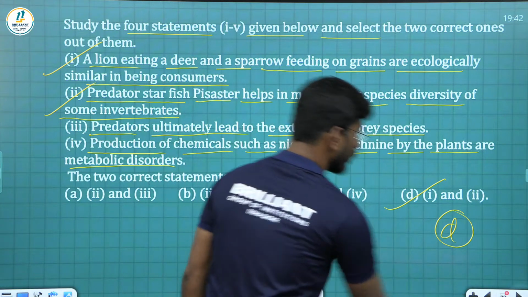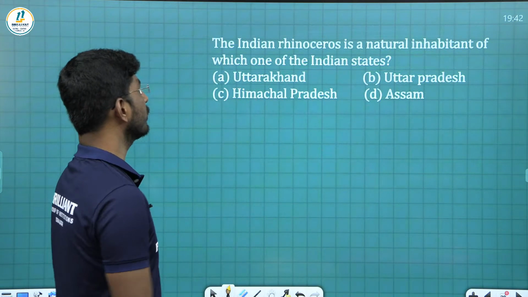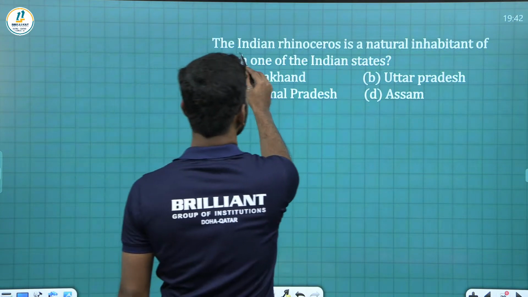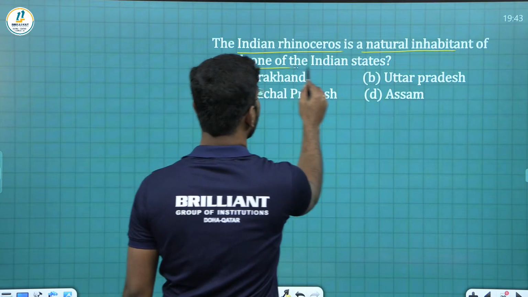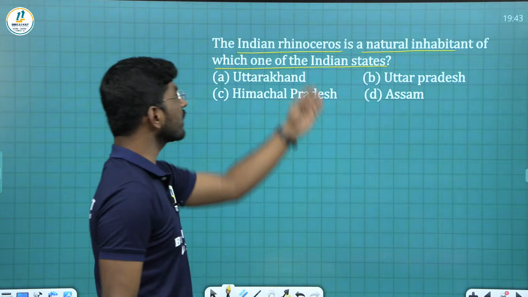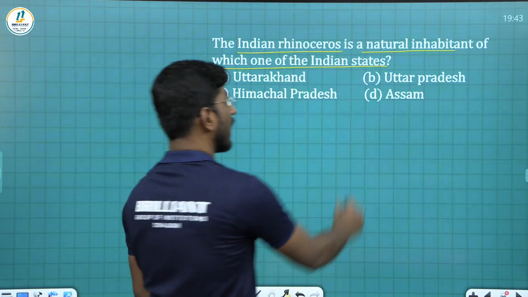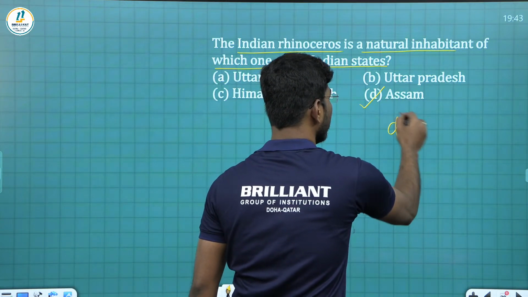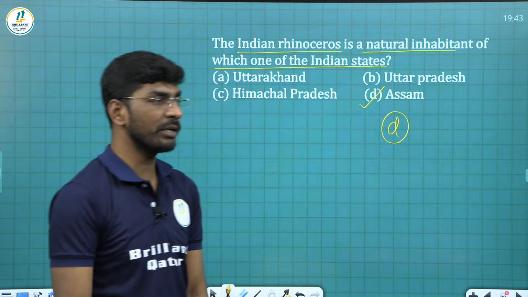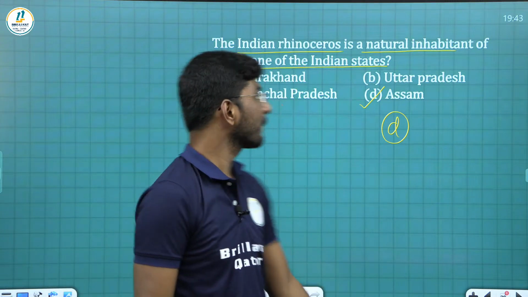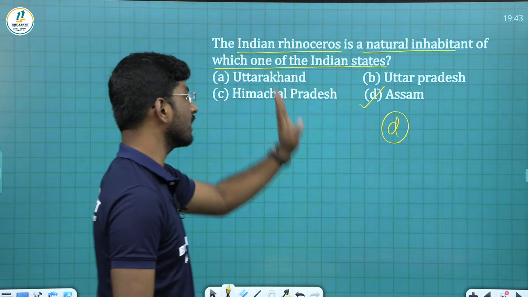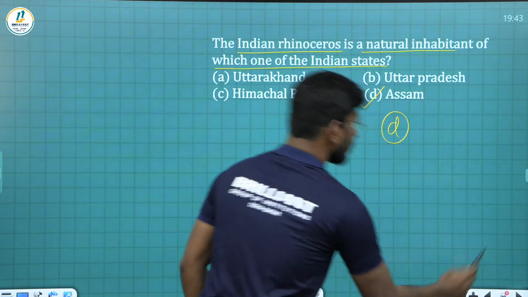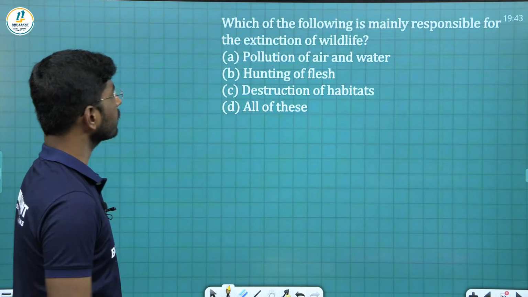Next question. What about this? This you try, beta. Indian rhinoceros in a natural habitat of which Indian state? This rhinoceros in India is actually Assam. Remember. Indian rhinoceros in what, beta? Assam. Remember, it's given the Indian rhinoceros in a natural habitat is in Assam. Remember this one.